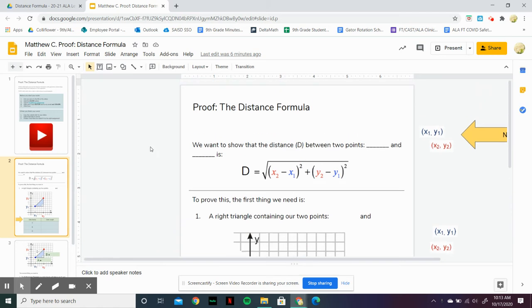For the distance formula, we want to show that the distance, which we're calling d, between the two points x1, y1, and the point x2, y2 is the following formula, which we have right here. d is equal to the square root of (x2 minus x1) squared plus (y2 minus y1) squared.